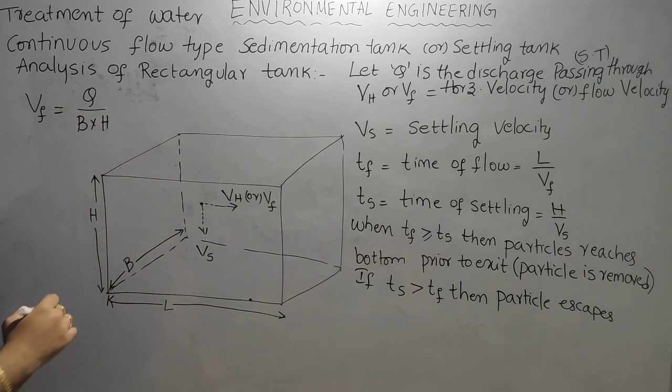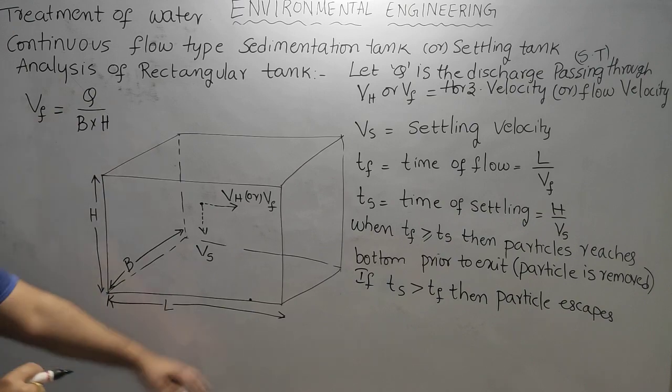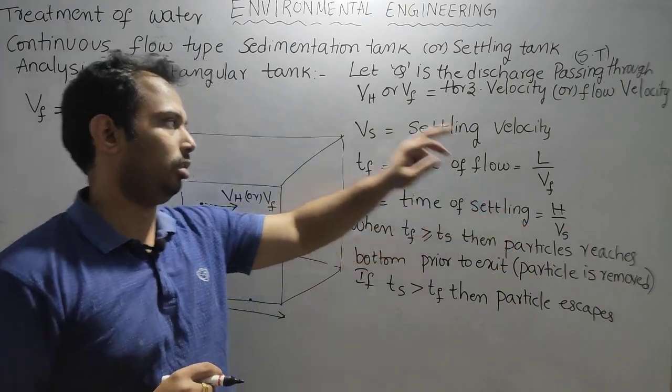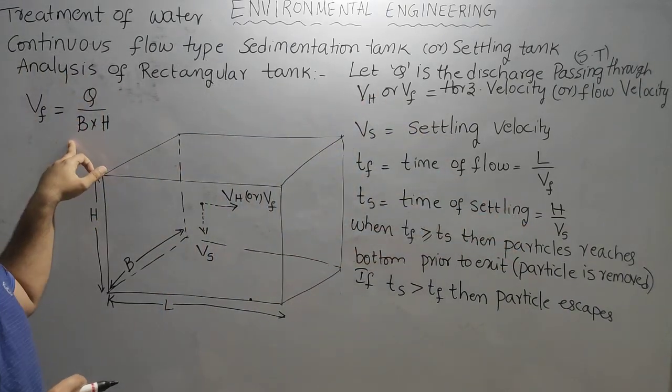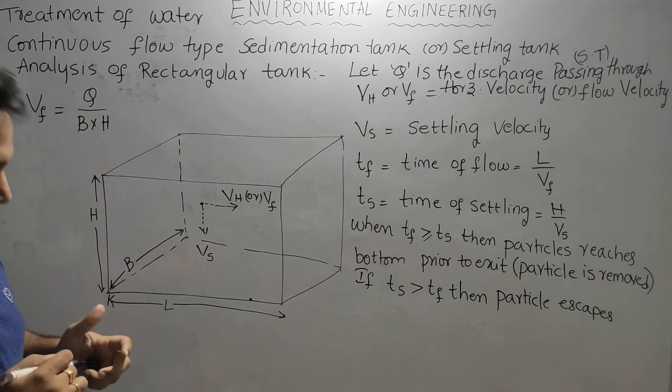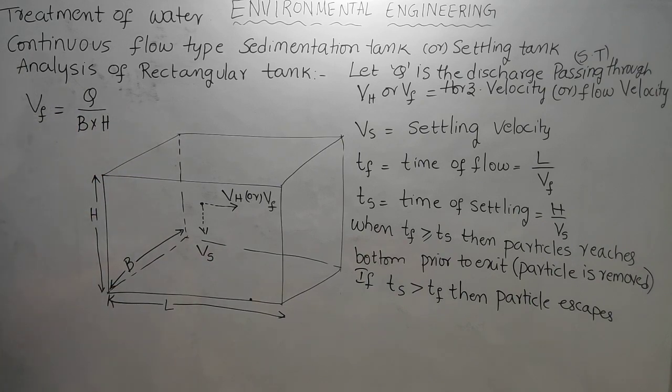So this is called velocity of flow. To find the time of flow, we need velocity of flow. Velocity of flow we can determine using Q by BH. Now, as I told you, the particle will settle only when the time of flow is greater than or equal to the time of settling.